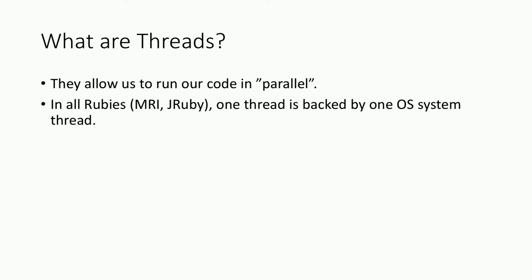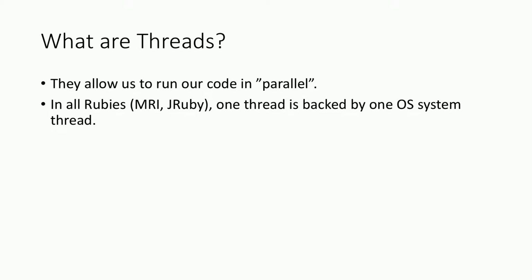So for those not familiar, what are threads? Basically, they allow us to run snippets, functions, and code blocks in parallel, side by side. We can do this in all Rubies. In all Rubies, one thread is backed by one OS system thread.